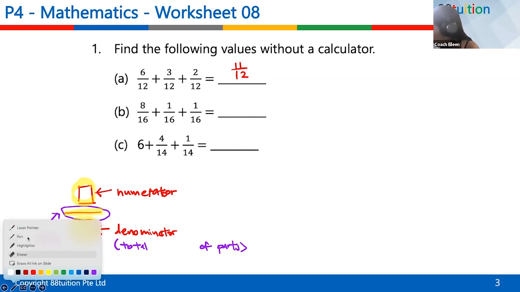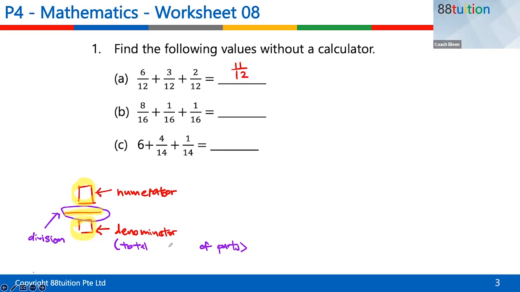So who wants to do the next question? Okay, I'll let Wen Xing do first. The next question, what will be my answer? 1B. 10 out of 16. How many out of 16? 10. Correct, very good, 10. Because we just add up my numerator, right? Because my denominators are all the same. Okay, so I can just add the top.